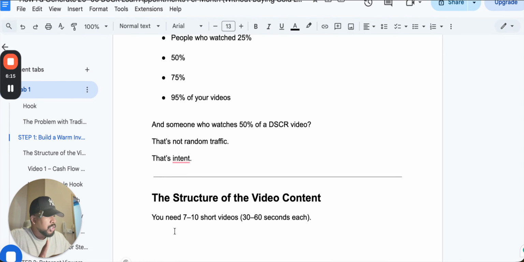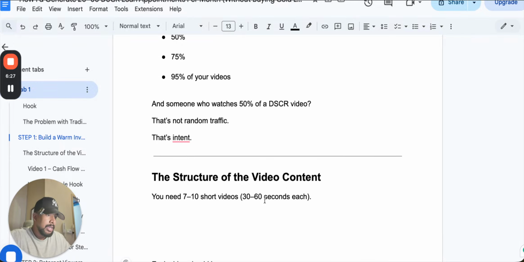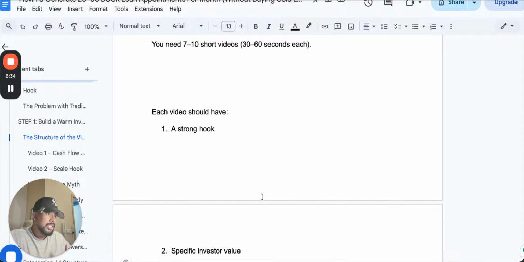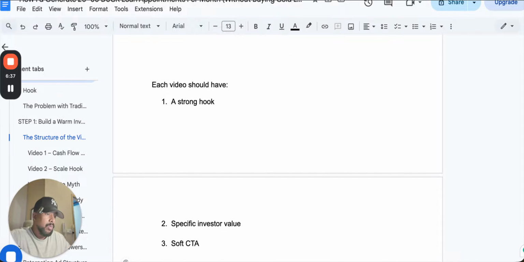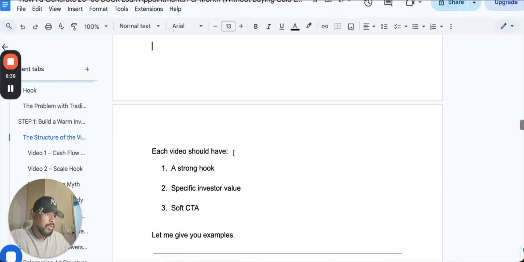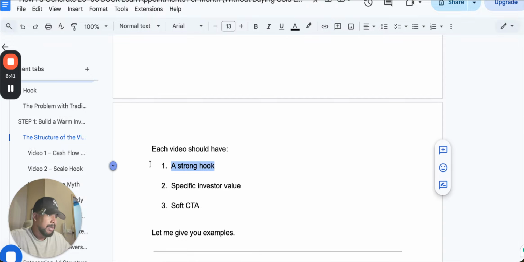So what is the structure you should be using to create your video content or video ad? First of all, you need to have at least 7 to 10 pieces of short videos. Each should be around 30 seconds to 1 minute long. That should be the time frame you record the videos in. And this is exactly the structure I would follow if I was a loan officer trying to get DSCR leads. First, a strong hook which gets people in. Number 2, specific investor value to create trust and authority. And number 3 is a soft call to action.